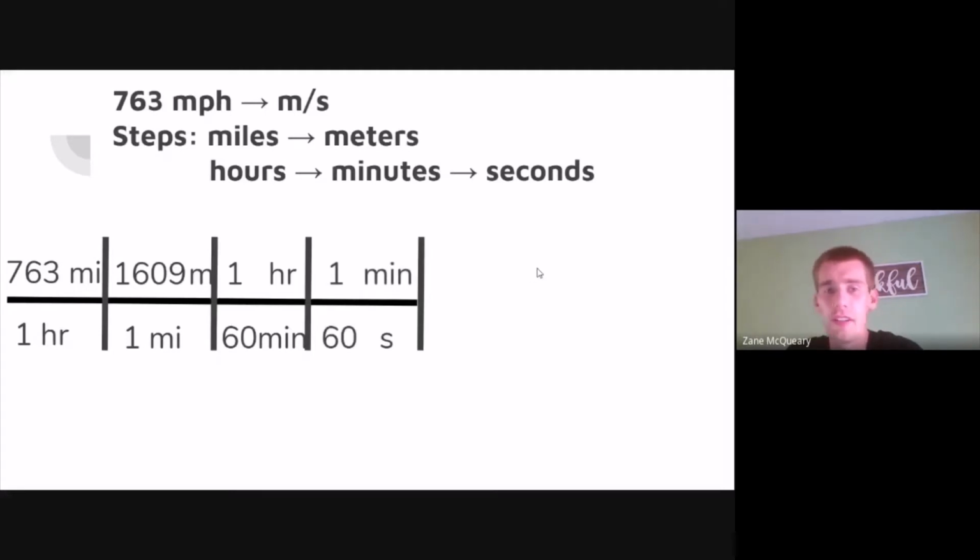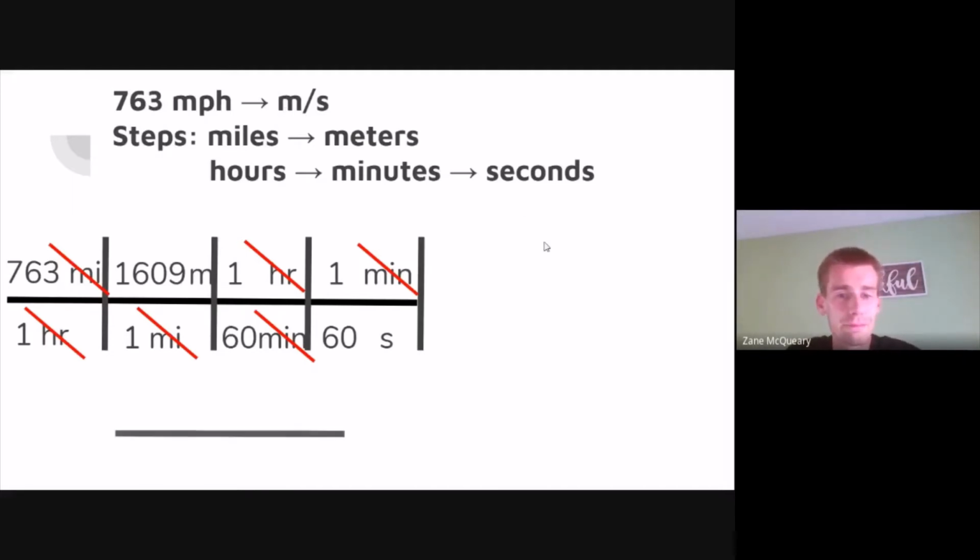Let's double check our units. Our miles will cancel out. Our meters are left over. Excellent. So our hours will be the next thing to cancel out. Our minutes will cancel out. So we're left with meters per second, which is what we wanted to be ended up with anyway. So far so good. Now the math.